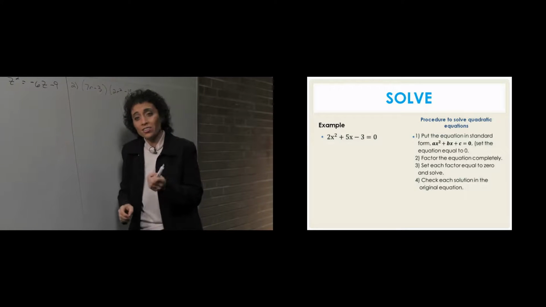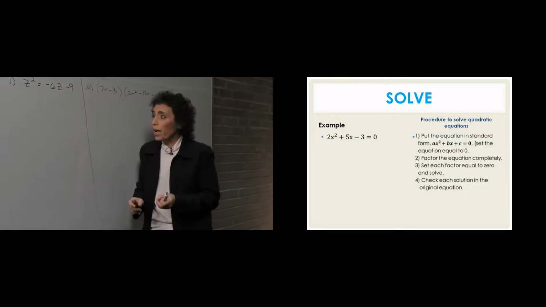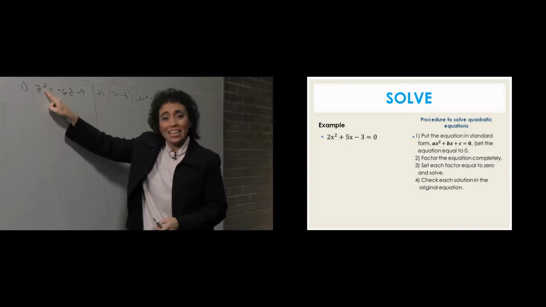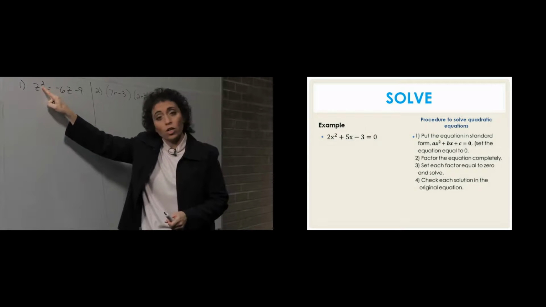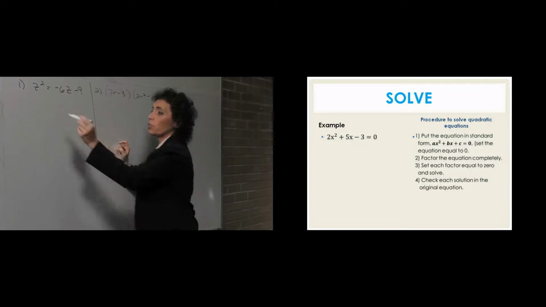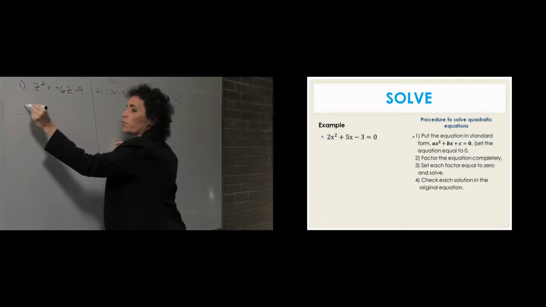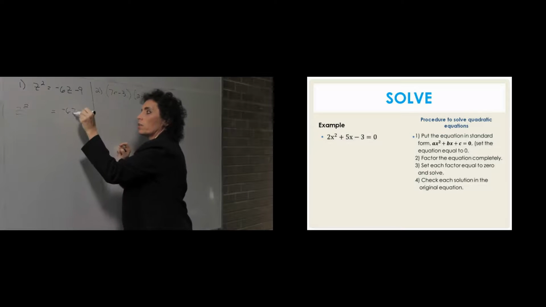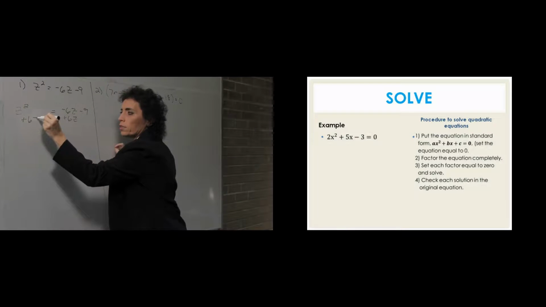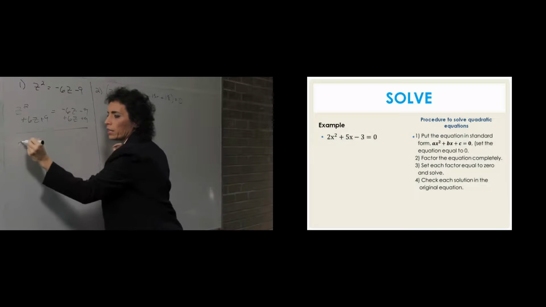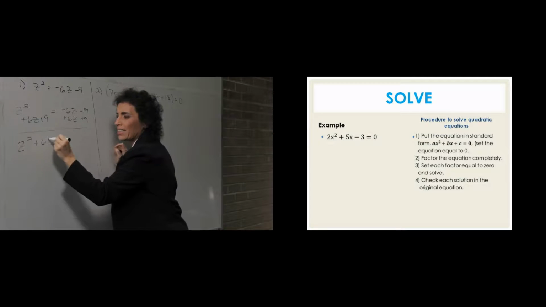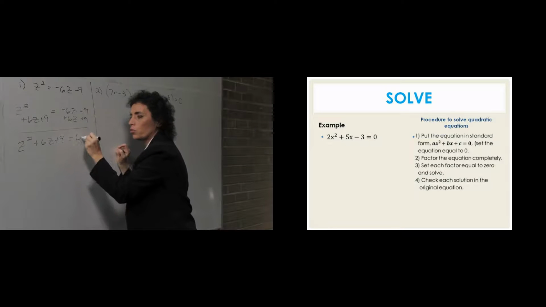The first thing you have to say to yourself is, what kind of problem do I have? Well, I know I have a nonlinear equation. If it's a 2 or higher, I'm going to set it to 0. This is a quadratic equation. So I'm going to leave myself a little bit more room to write here. I'm going to take this and bring it to the other side, and this too. Now I have z squared plus 6z plus 9 equals 0.